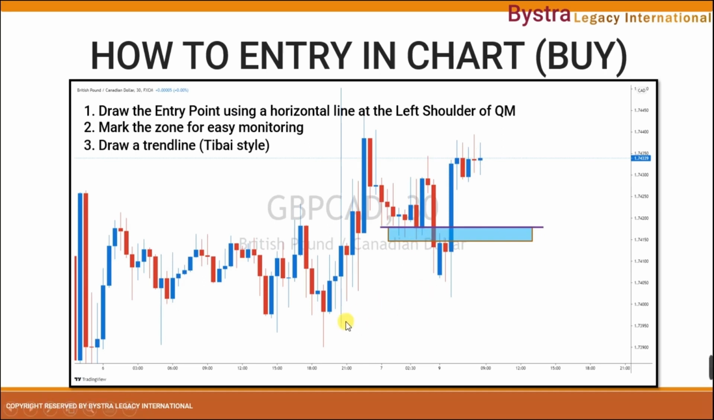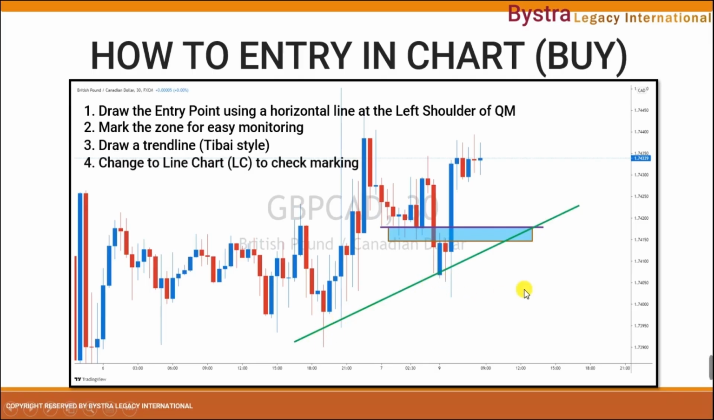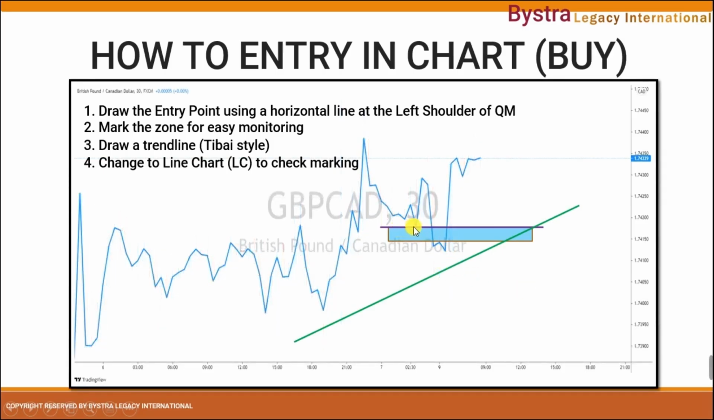Thirdly, we can draw the trend line. For the trend line, we can just use the T-bar style. It doesn't have to be accurate. It doesn't have to be from a specific point, just as a confluence of price, you see. So this is the first drive, second drive as a confluence. Then the fourth one, we change to line chart. Here we go, so our marking is correct. This is the low, high, lower low. And now we anticipate that price will come back within this confluence area and not after this trend line area here or any further.